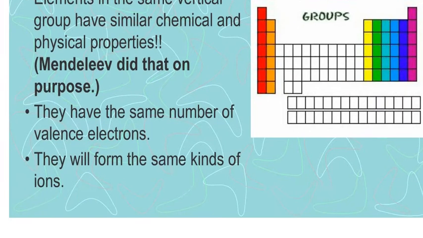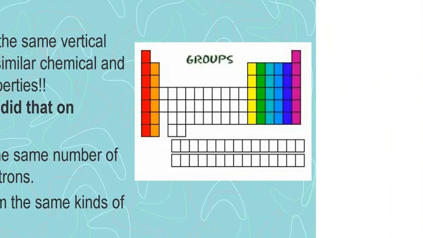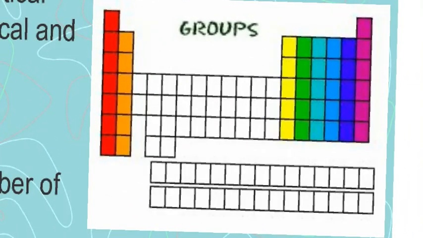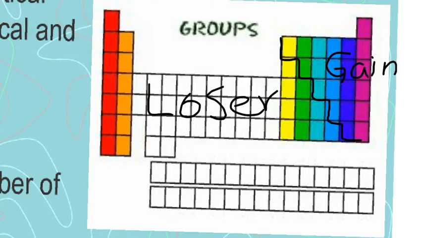When Mendeleev arranged the table, he did that on purpose. Why do they have similar properties? Well, it all comes down to those valence electrons. Remember, I told you we have our left side losers and our right side robbers. So if we put the staircase in there just to show you what's going on, this is where we separate the lefty losers from the right side robbers. So these elements tend to lose their electrons, and these tend to gain.